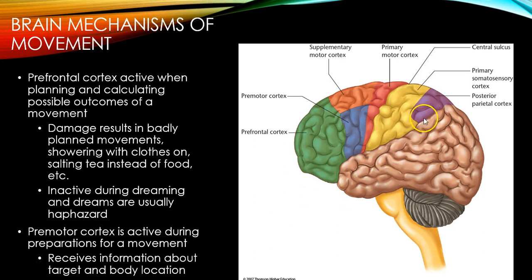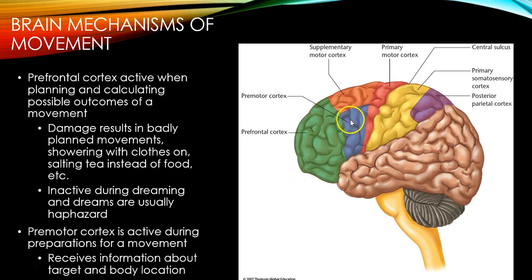Also, here's our side view of the brain. The prefrontal cortex is active when you're planning or calculating a possible outcome of a movement. Damage here results in badly planned movements. People might shower with their clothes on or put salt in their tea. And this prefrontal cortex, interestingly, is inactive during dreaming. Dreams are usually very haphazard in terms of what you do, not very planned. And so it seems like the prefrontal cortex is not working as we're dreaming.